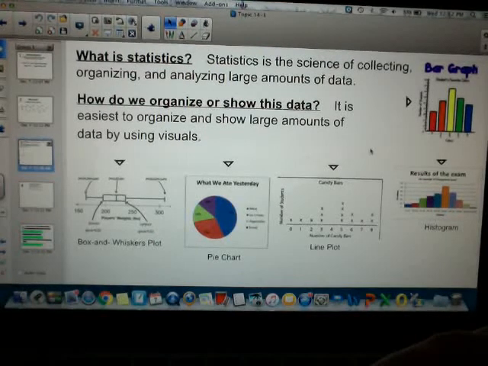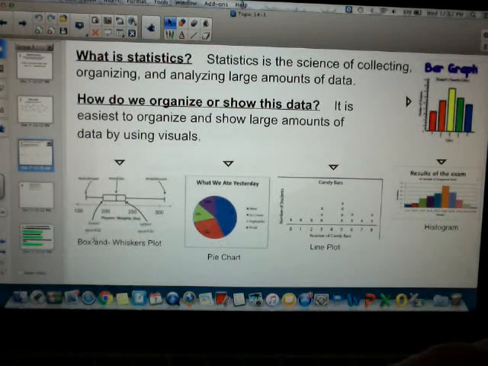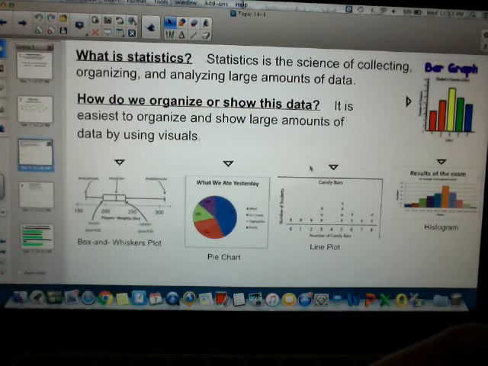Okay? So if you take a look at these, you've got your bar graph. Now, a bar graph is different than a histogram. You can see that a bar graph is based on individual numbers, whereas a histogram is set up on intervals. And we talked about that a little bit in class. You have a line plot and a pie chart. Pie charts are all based on percentages. And then, of course, the good old box and whiskers plot, where we have our median, our whiskers, our first quartile, third quartile, and the maximum and minimum amounts. But anyways, these are all ways in which we organize and show data.